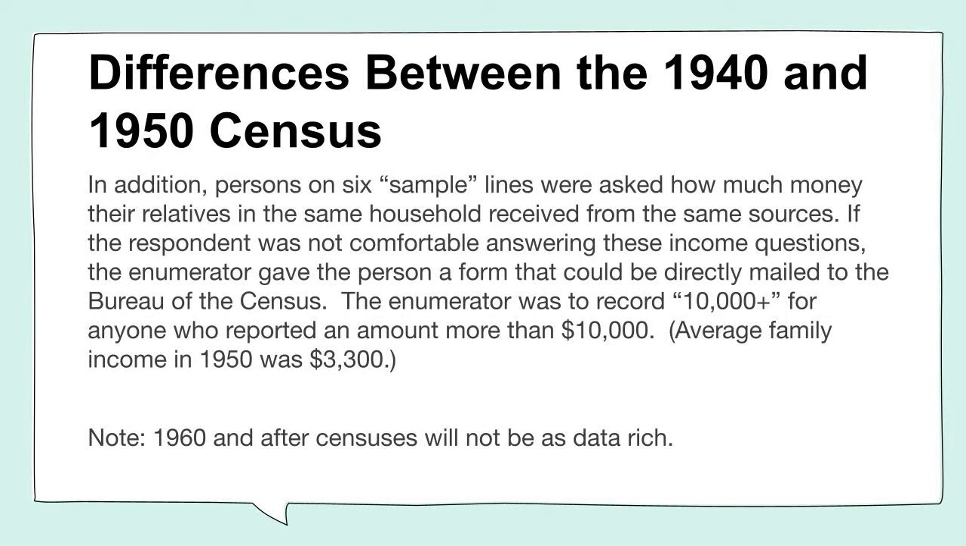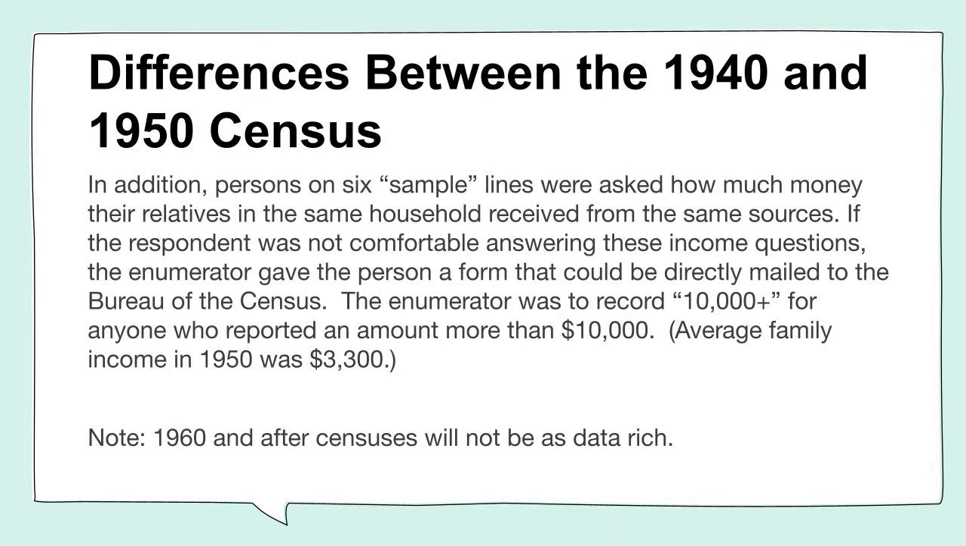Now, in addition, those people who on those 6 sample lines were asked how much money their relatives in the same household received from the same sources. And if they did not feel comfortable in doing so, the enumerator gave the person a form that could be directly mailed to the Bureau of Census. The enumerator was to record $10,000 plus for anyone who reported an amount more than $10,000. Now note that the average family income in 1950 was $3,300.